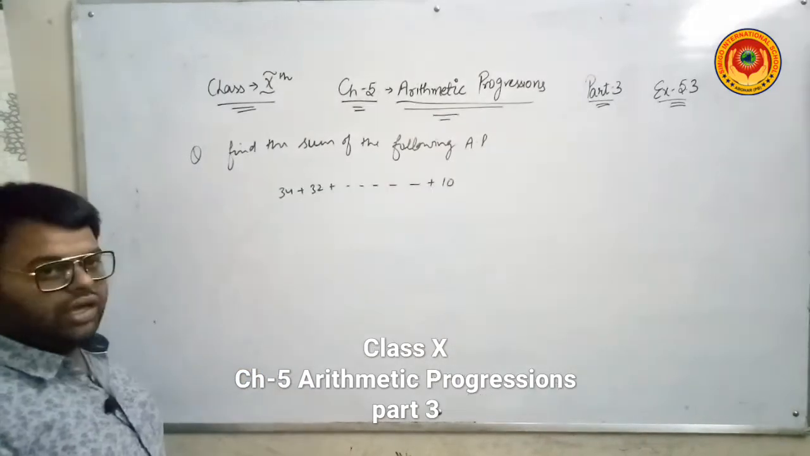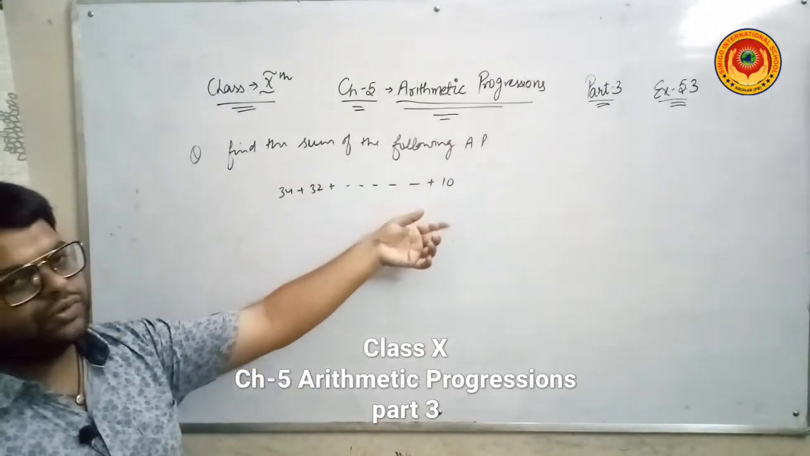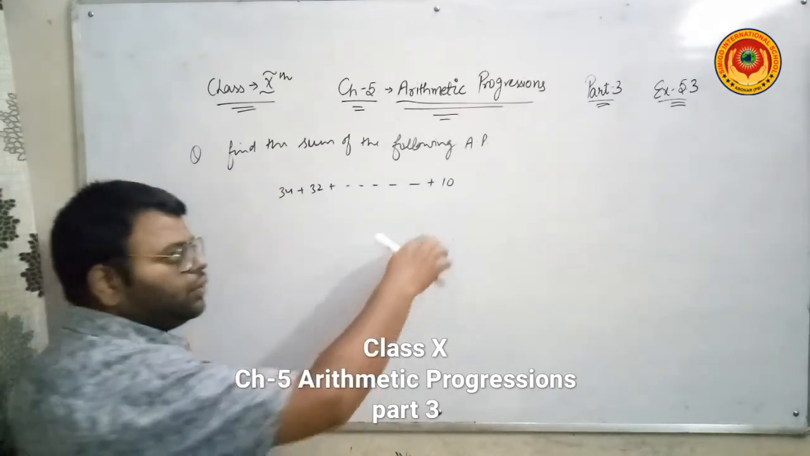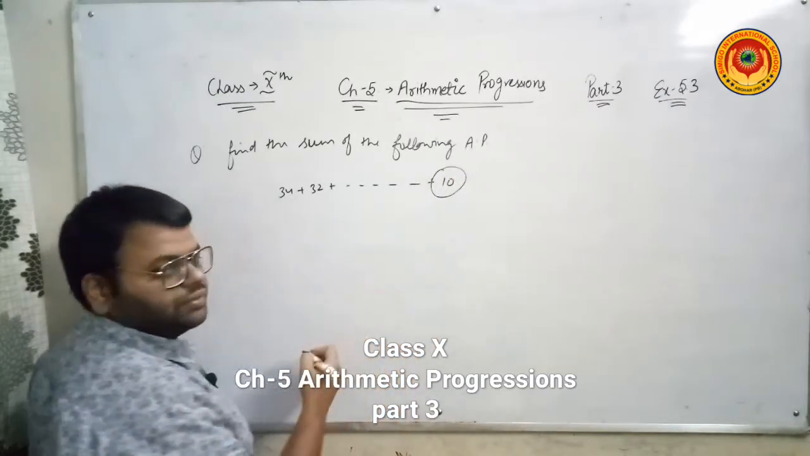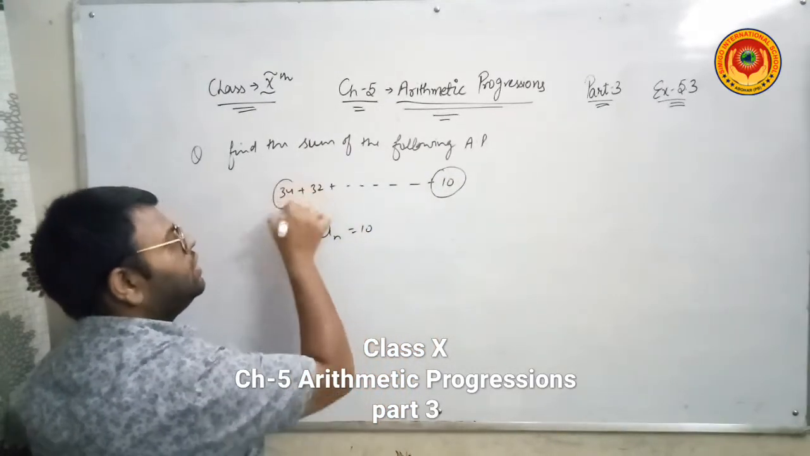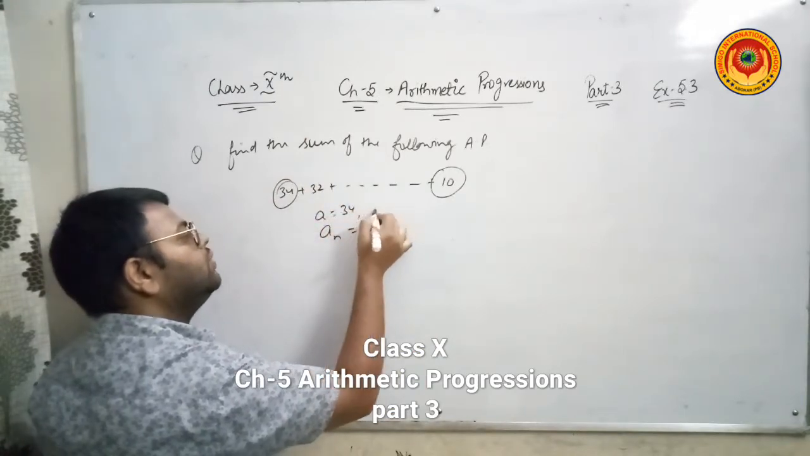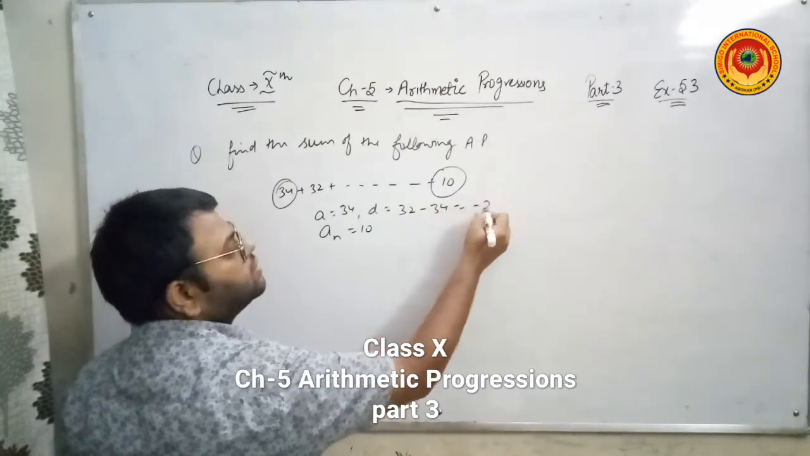Very easy. Now the question is: find the sum of the following AP. 34 plus 32 plus, up to 10. Here, look, there is no mention of terms. That means this is your last term. n is not given; an is 10. What is your a? 34. What is your d? Second term minus first term, that is minus 2.